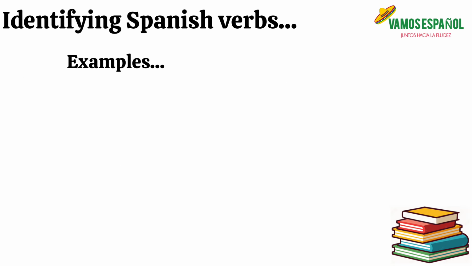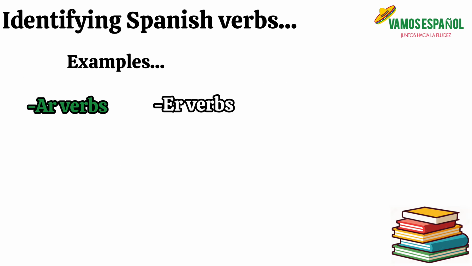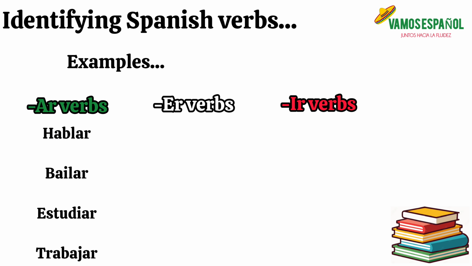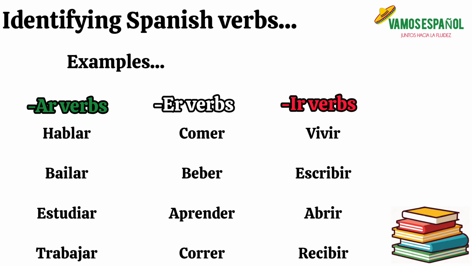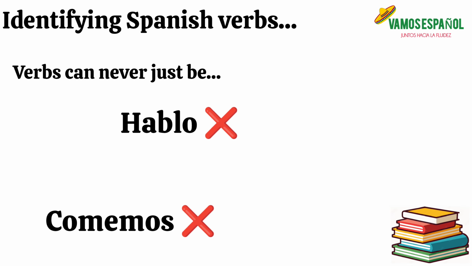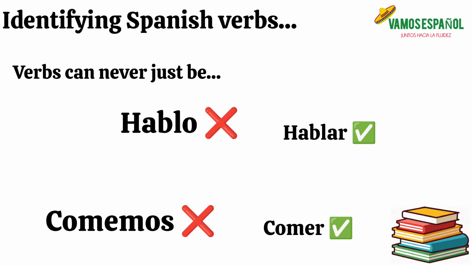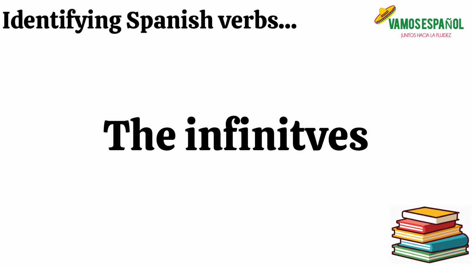Here are some examples of verbs ending with AR, ER, and IR. For AR verbs, we have hablar, bailar, estudiar, trabajar. For ER verbs, we have comer, beber, aprender, correr. For IR verbs, we have vivir, escribir, abrir, recibir. You'll never find a verb in the Spanish dictionary as hablo or comemos. You'll always find them as hablar, comer, vivir: the raw original form, the infinitive.